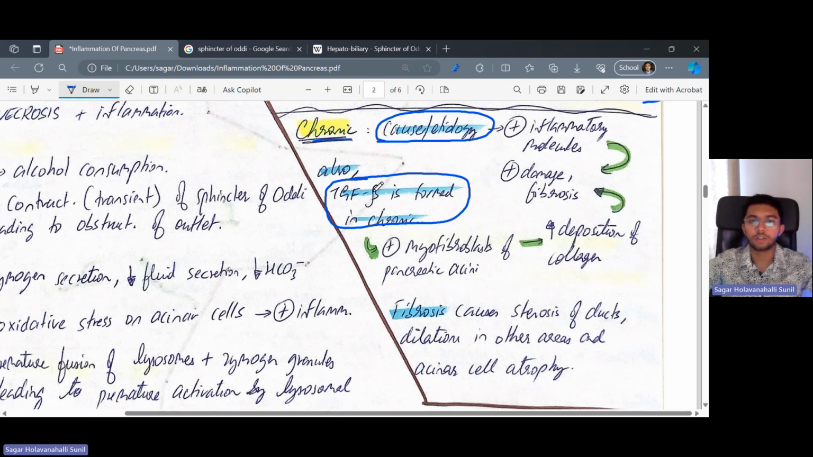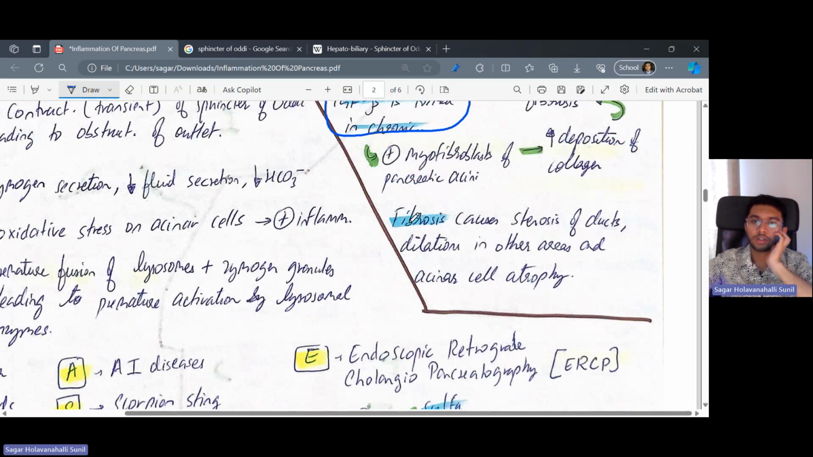Whereas TGF beta, which is also secreted as part of inflammation, will activate, so plus circle means activation, the myofibroblasts of the pancreatic acini, and this will lead to increased deposition of collagen, and again, collagen means increased fibrosis. So fibrosis causes stenosis of ducts. At the same time, it can cause dilatations in other parts of the ducts. Just imagine you have a duct, and certain parts of the duct undergo stenosis. The ones that do not undergo stenosis will kind of be dilated, right?